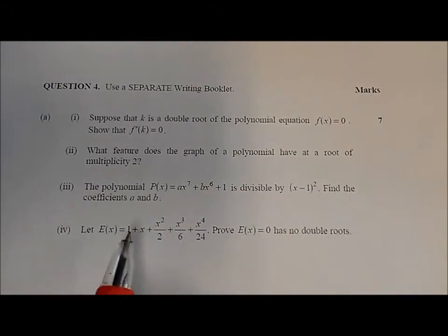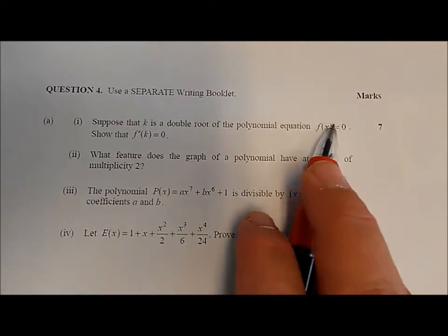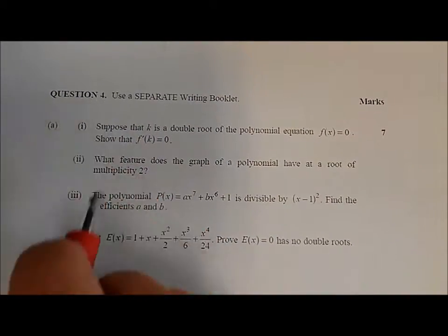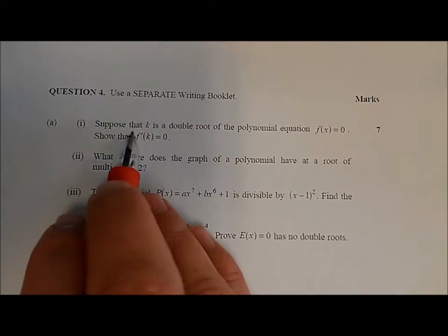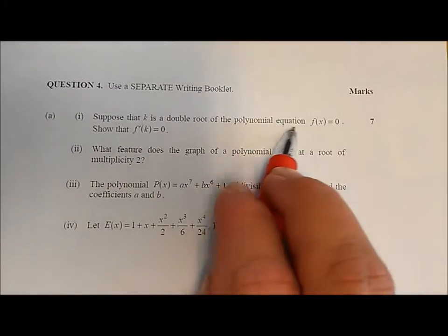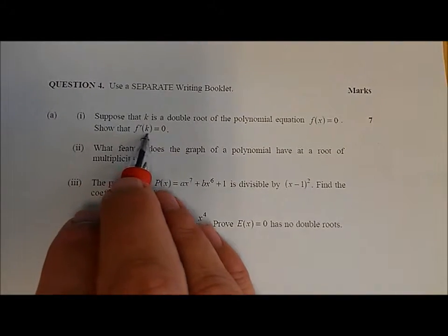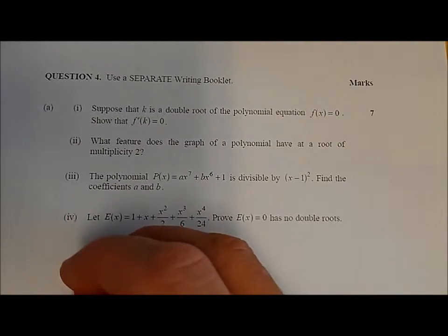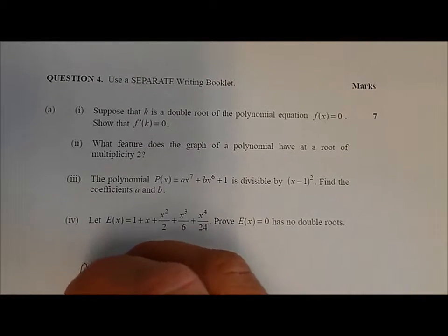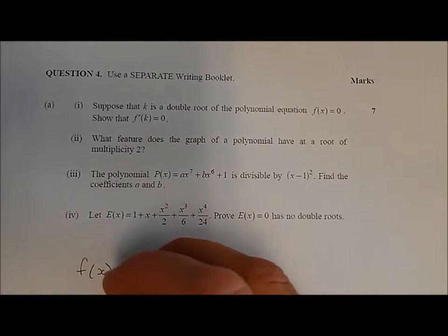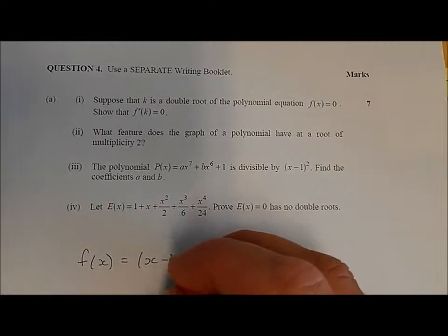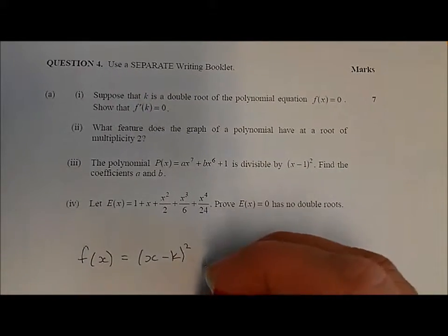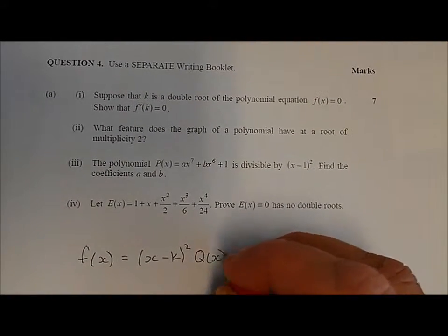Okay, the other question I want to look at today is a polynomials question, still from 1998, question 4, this one. It goes into the double root theorem. It says, suppose k is a double root of the polynomial, show that f dash of k is 0. So that simply means that if k is a double root, then f of x must simply have as one of its factors x minus k all squared, and the other factors we'll just put together as one polynomial, call it q of x.